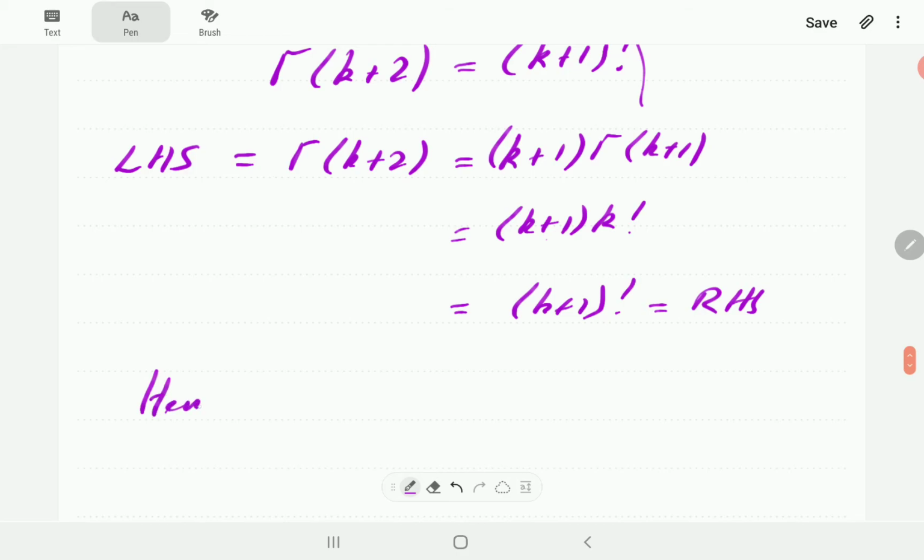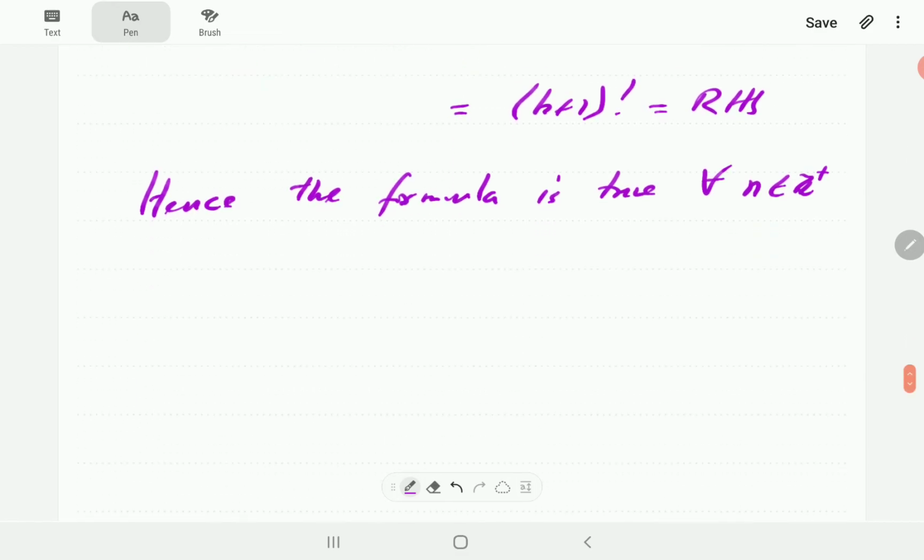So we can conclude that the formula is going to be true for all positive integer values of n. So that's property number 3. Property number 4, we have the gamma of 1/2 is equal to square root pi.